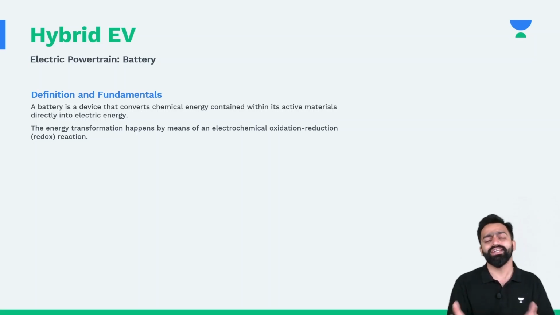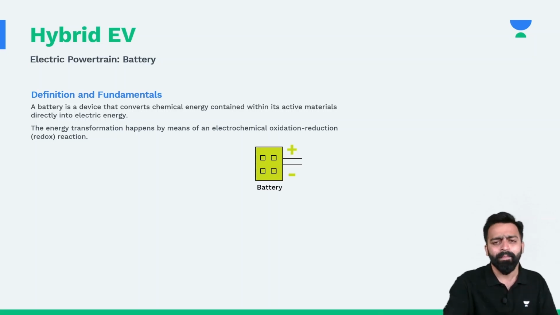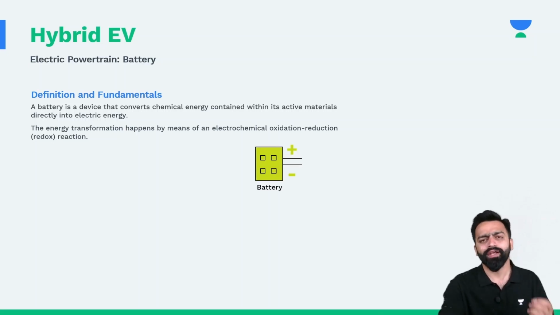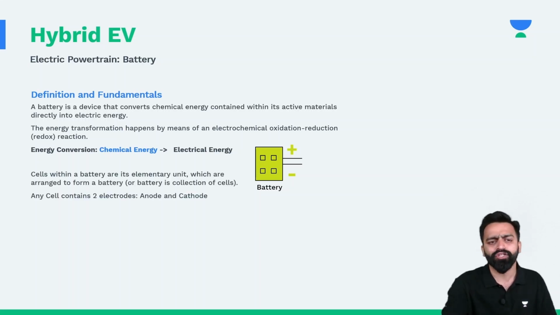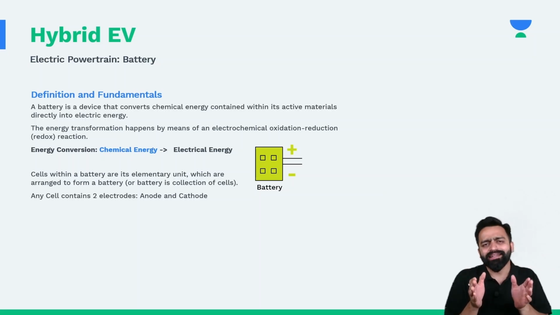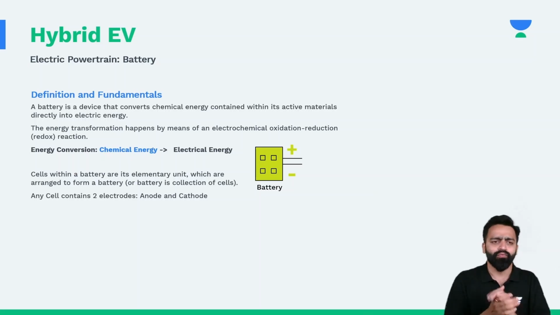Redox means oxidation reduction reaction. Already we have this fundamental knowledge and in your earlier studies you must have gone through this. So battery is an element which is doing electrochemical reactions, which are nothing but oxidation and reduction reactions to get the work done. Okay, so you are converting the chemical energy into electrical energy, but battery is formed by cells. So cells within the battery are its elementary unit which are arranged to form a battery pack.